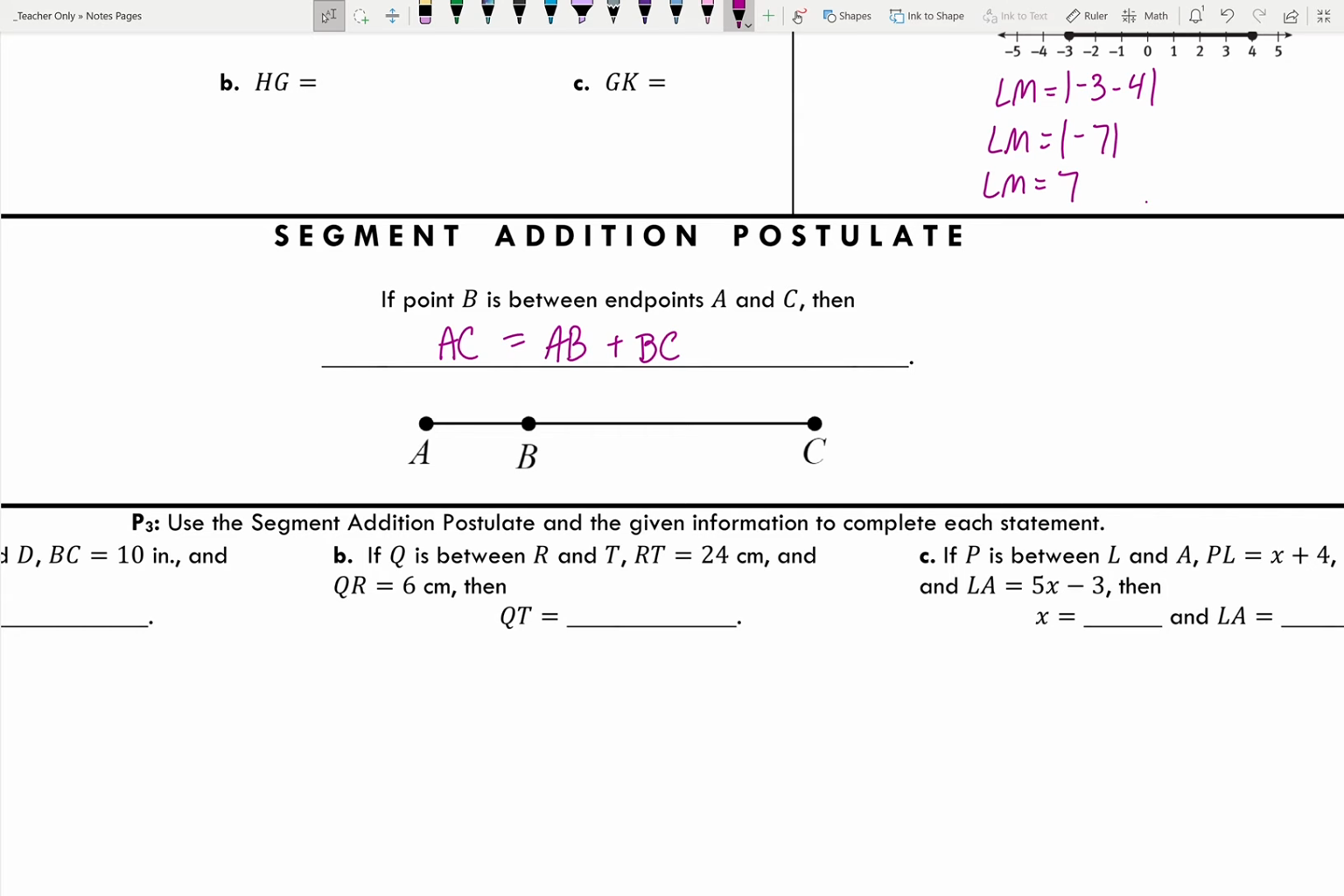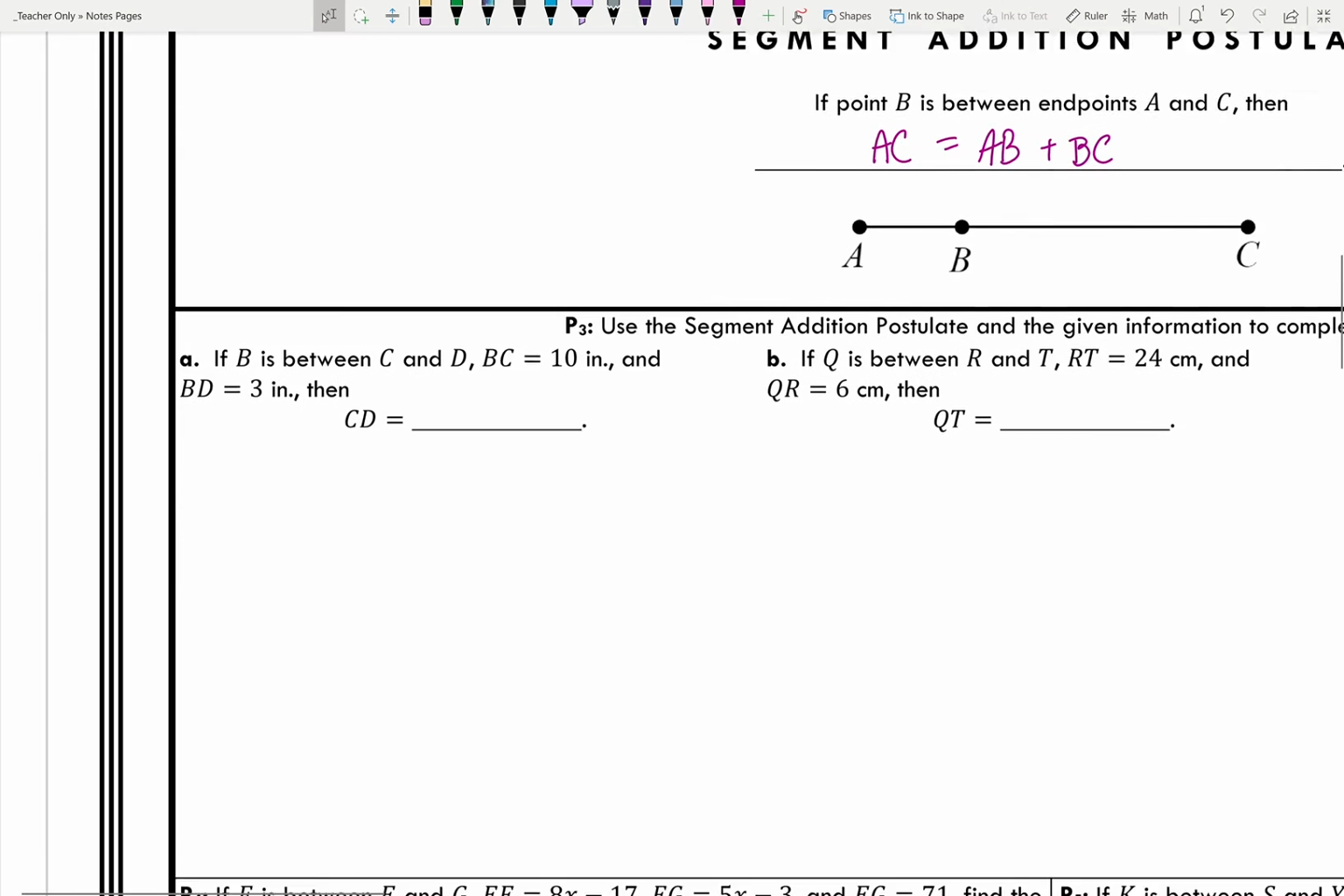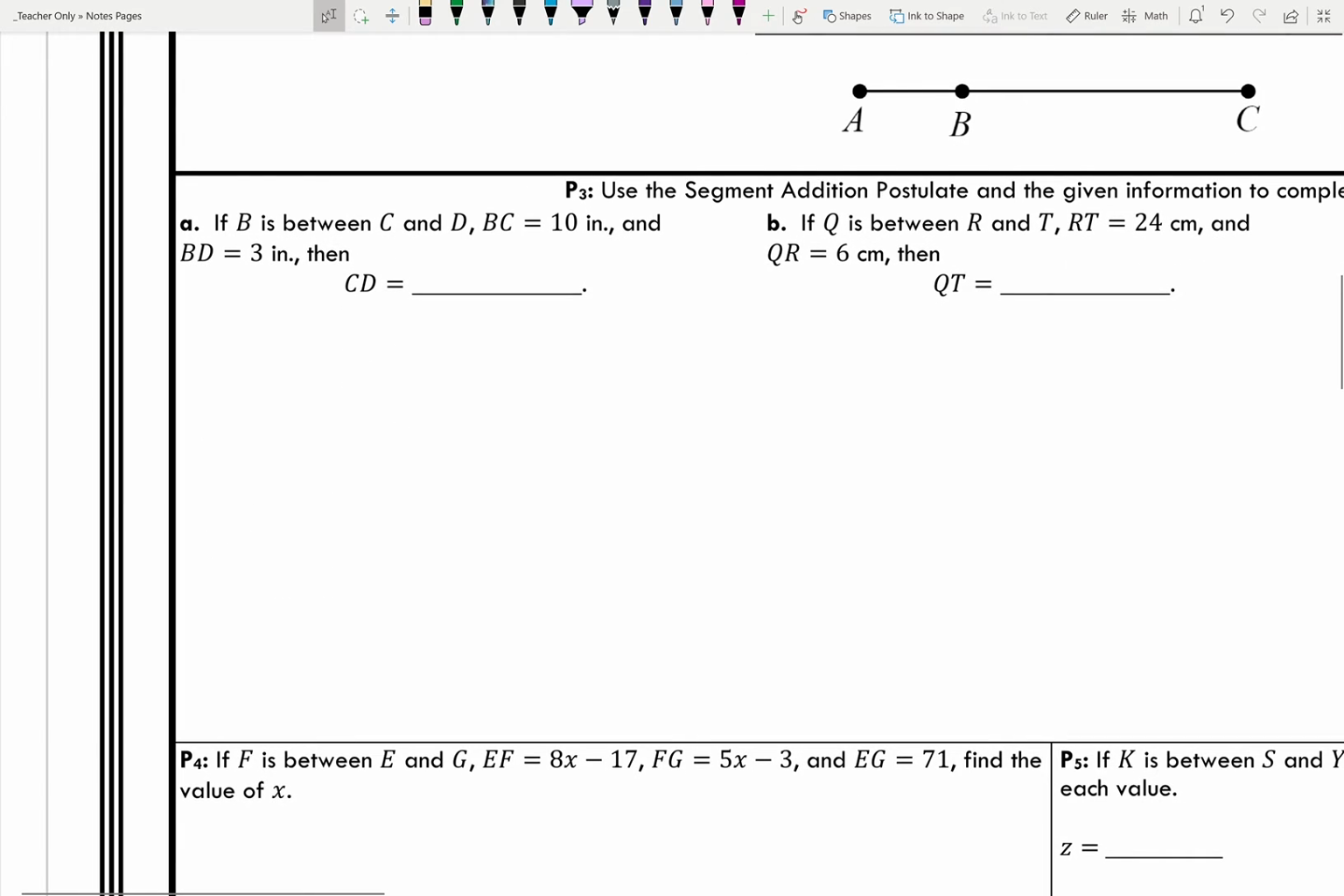Alright, so now we're going to use the segment addition postulate to do some problems. Problem 3 says use the segment addition postulate and the given information to complete each statement. So A, if B is between C and D, BC equals 10 inches, and BD equals 3 inches, then find CD equals what? So what I like to do generally is to draw out my segment each time.